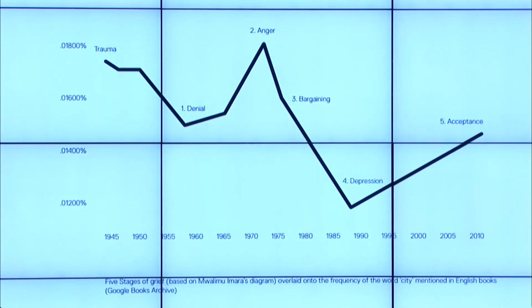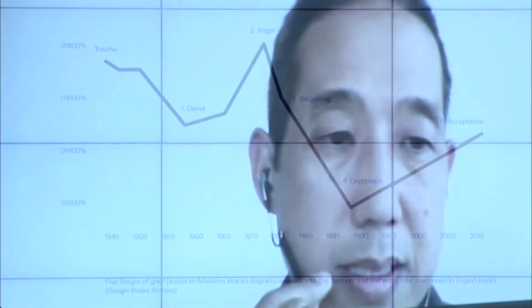Next image, please. If you overlap those 2 images, the trauma diagram and the chart of the use of the word city, you see that they overlap perfectly. And this maps out, I think, a life course of coping with trauma. So 45 was the moment of trauma, then there's a dip, 1955, 60 denial, 1970, 75 anger, back down towards depression in 1990 and acceptance today. And it's this dealing with urban trauma that has led to their conspiracy to create public spaces. Next image, please.